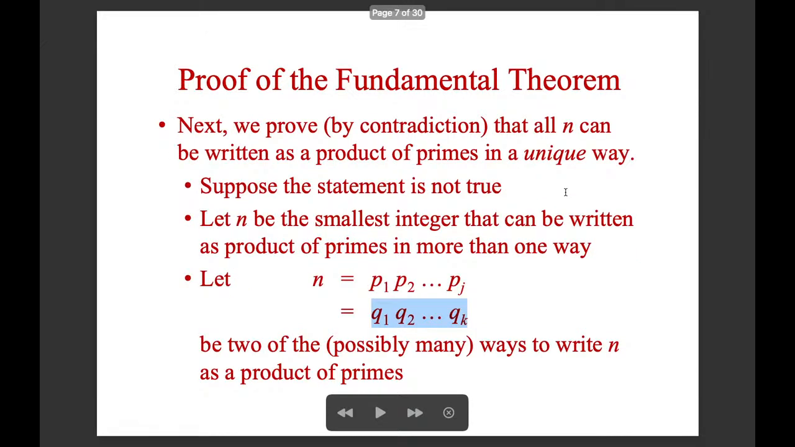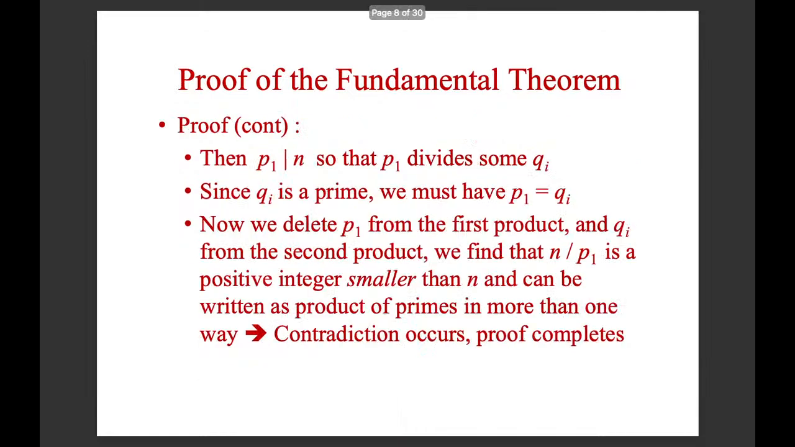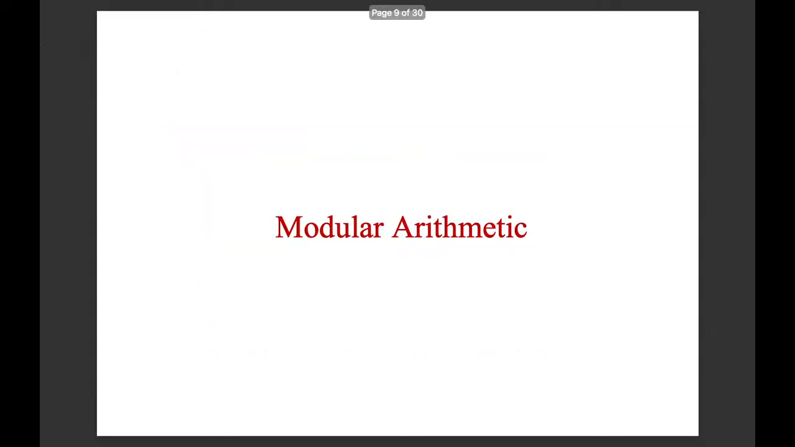And in such a case, what will happen? If we remove this p1 and remove that qi, then we get a smaller number, which is equal to n divided by p1, right? But in that case, n divided by p1 is a number that can be expressed as a product of primes in more than one way. And we get a contradiction. We are saying that n is the smallest possible number, but now we get n over p1, which is not okay. So we have a contradiction, and we are done with the proof that the prime factorization is unique.